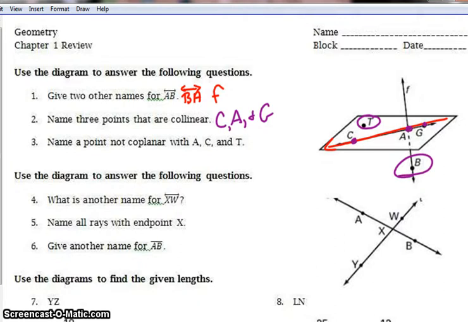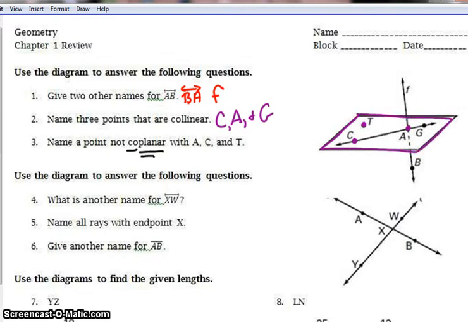Now number 3 says name a point that is not coplanar with A, C, and T. Well, this time it says co means together, planar. Remember, planar means plane. So I'm looking for a point that is not on the same plane with A, C, and T. So my first step would be to find A, C, and T. Well, here's A, here's C, and here's T. Well, then it's kind of obvious that those points are together on this plane.